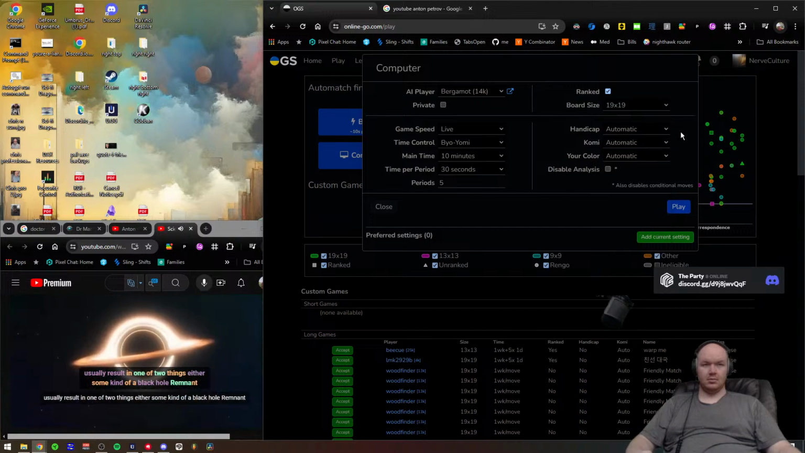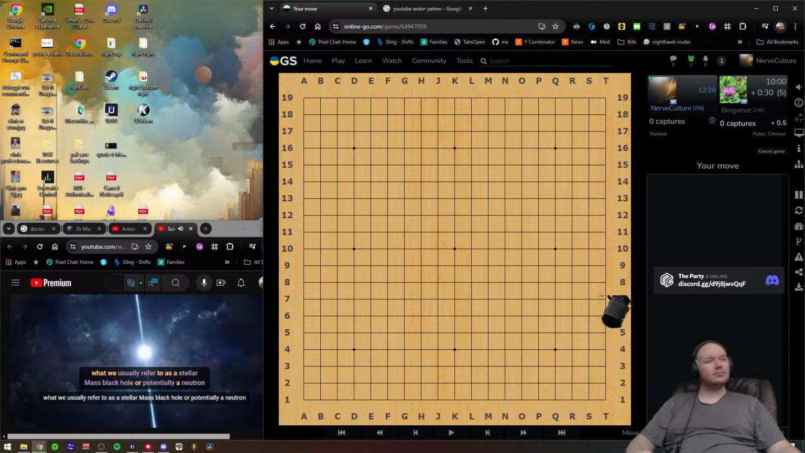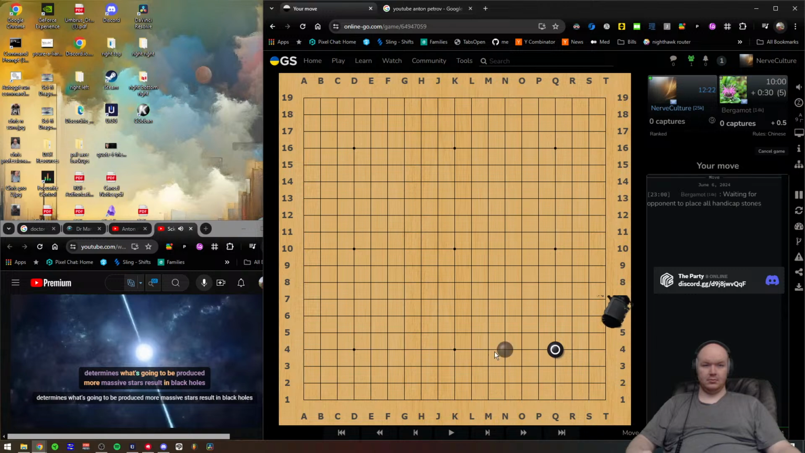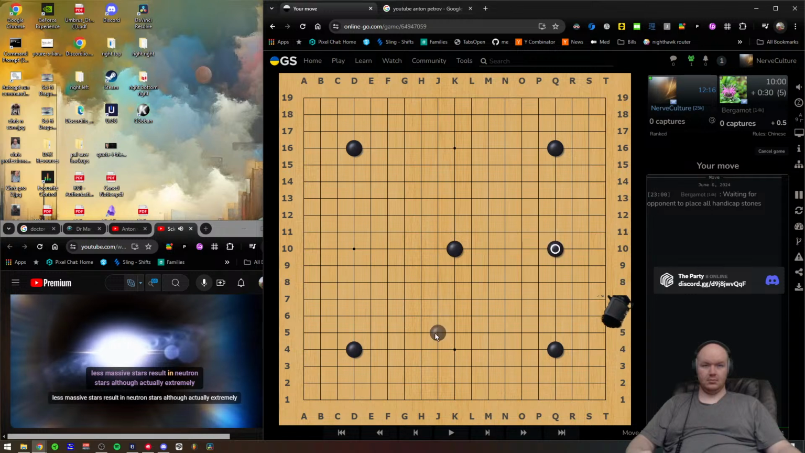Either some kind of a black hole remnant, what we usually refer to as a stellar mass black hole, or potentially a neutron star. And it's really the mass of that initial star that went supernova that determines what's going to be produced. More massive stars result in black holes, less massive stars result in neutron stars. Although actually extremely massive stars can sometimes leave nothing behind.